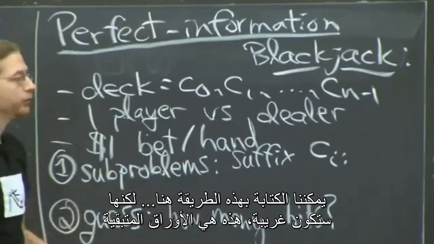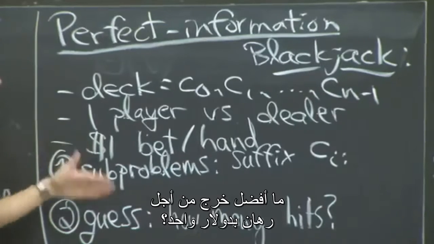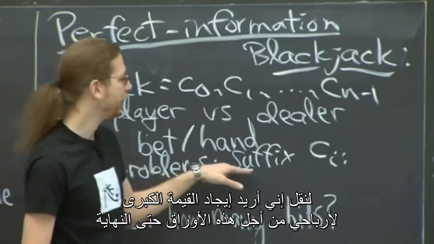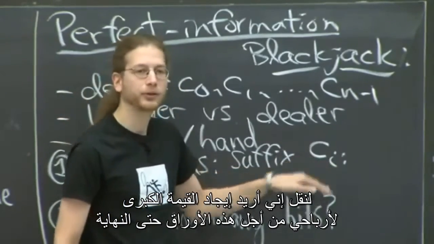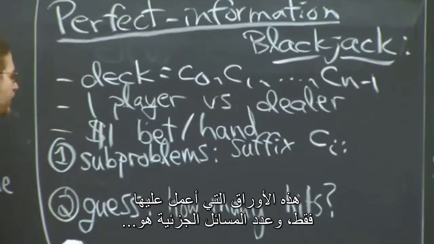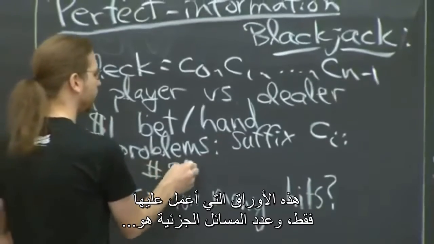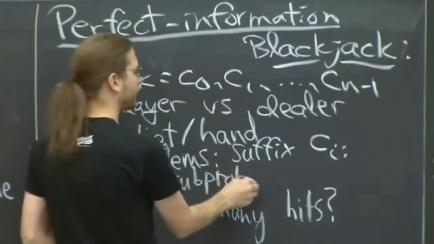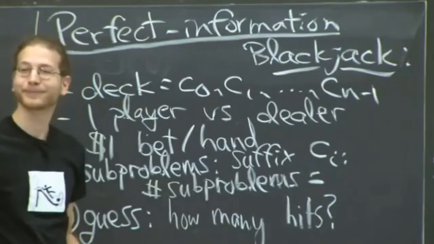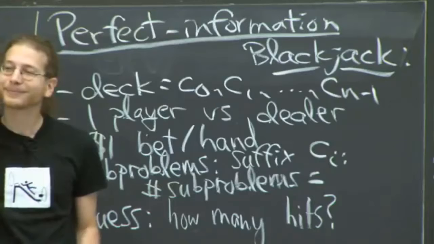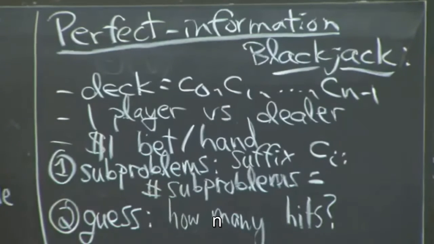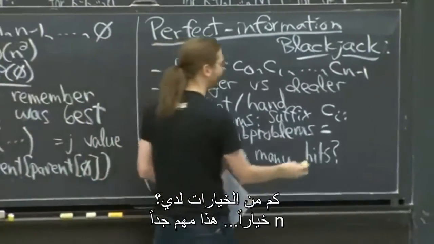And so the subproblem is, what is the best play? What's the best outcome given $1 bets? How much money can I make? Maximize my winnings, say, given these cards onward. Who knows what happened to the earlier cards? But just these are the cards I'm left with. Number of subproblems is n. How many choices of i are there? n choices.